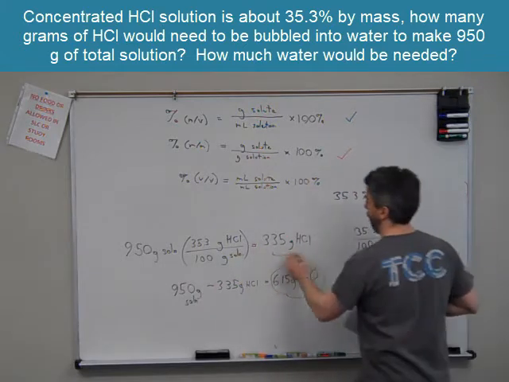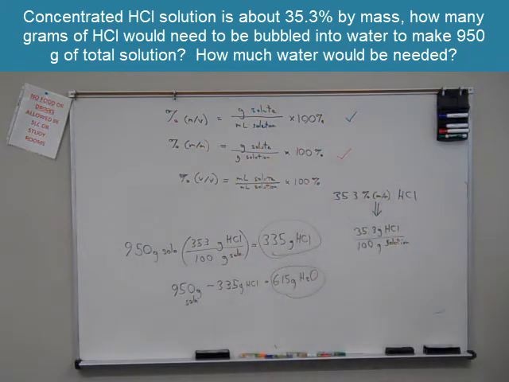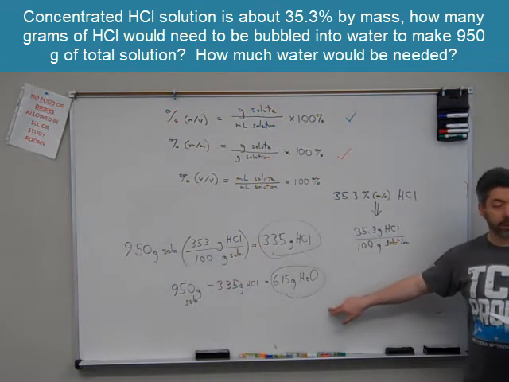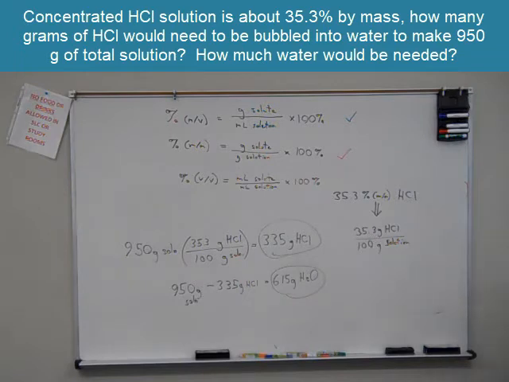So I have my two answers here. I'll need 335 grams of HCl bubbled into 615 grams of water.